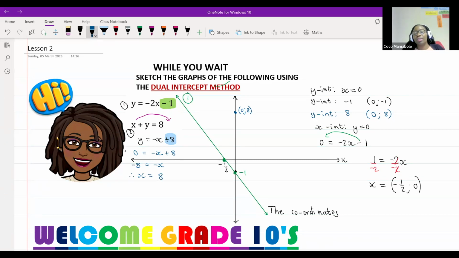So the coordinates of the x-intercept are going to be, my x value will be 8, and we made our y value 0. Okay, so I'm going to go to the side where x is equal to 8. And then I'm going to sketch that line. Yeah, and clearly Teacher Coco isn't that great at sketching because she's already drawing things in the wrong places. Okay, and that's how these 2 lines should look.